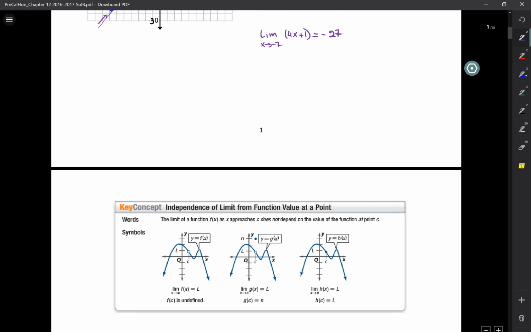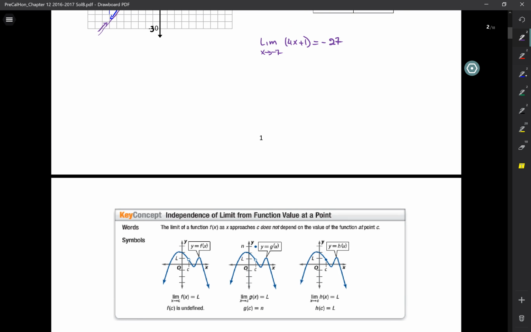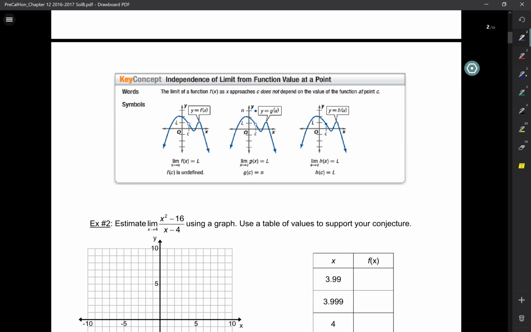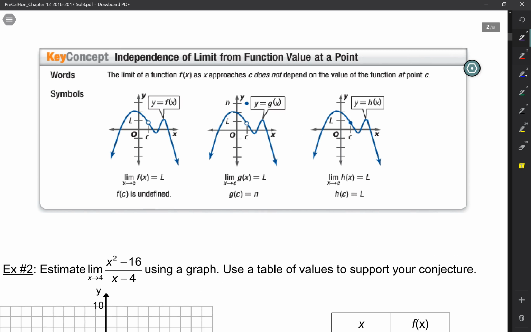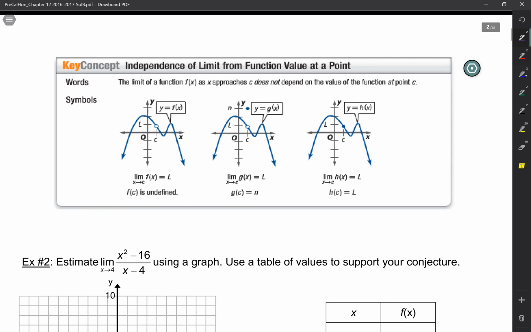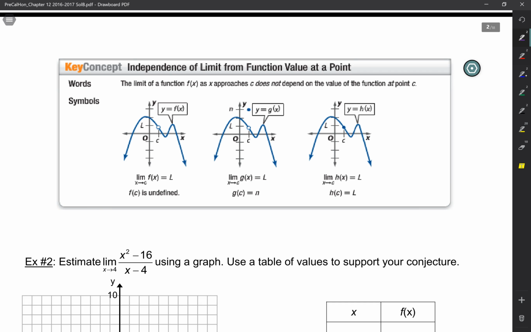Now, okay, so that's a limit. Here I have 3 different functions. I have f of x, g of x, and h of x. Okay? Now, let's take a look at f of x. Does the limit of f of x exist as x approaches c? Look, as x approaches c, does the limit of f of x exist?